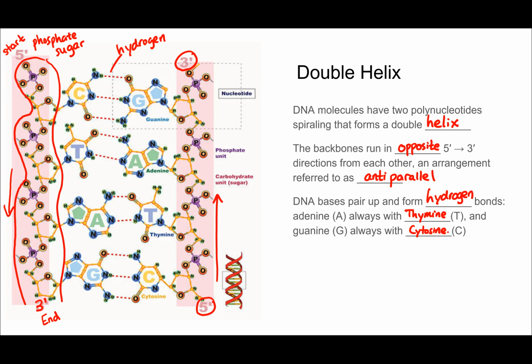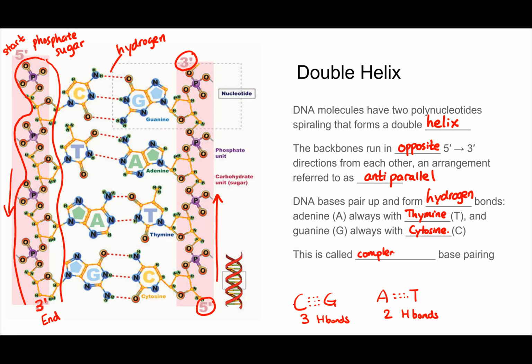You also notice that the number of bonds is slightly different. For CG pairs, you always have 3 hydrogen bonds. So I'm gonna write here, CG pairs always have 3 hydrogen bonds, whereas A will have 2 hydrogen bonds with T. This particular pairing rule is called complementary base pairing. So just remember, complementary base pairing means A pairs with T, C pairs with G.